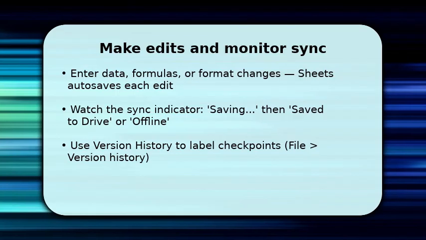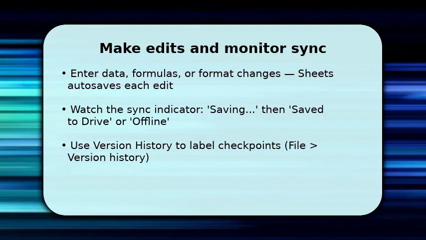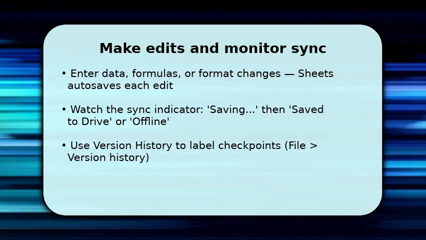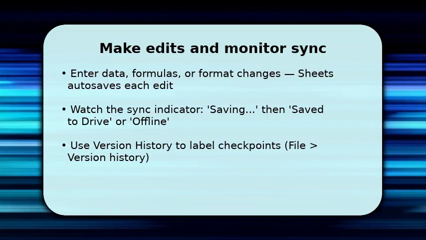While you work, monitor the status indicator. Saving confirms upload in progress. Offline means changes are stored locally. Once connected, Sheets will sync them. If you need a restore point, use File Version History to name or restore versions. This preserves milestones and explains why labeling is helpful for collaboration.